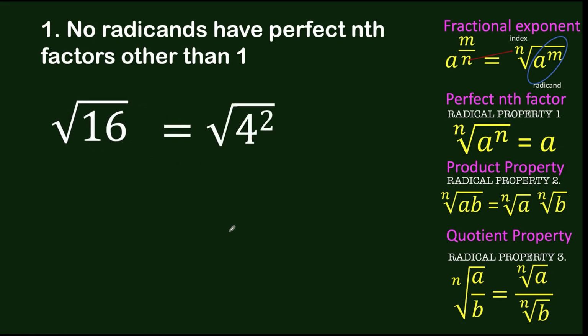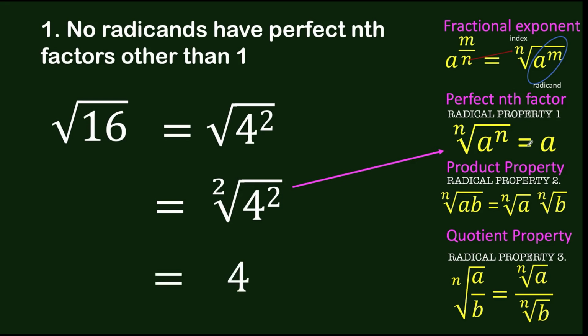Notice that 16 can be written as 4 squared. And so, you now have here a case when the index and the exponent are the same, which is exactly the form of the perfect nth factor form. Therefore, this can still be simplified as the base A. In this case, our A is 4. So the simplified form of square root of 16 is 4.